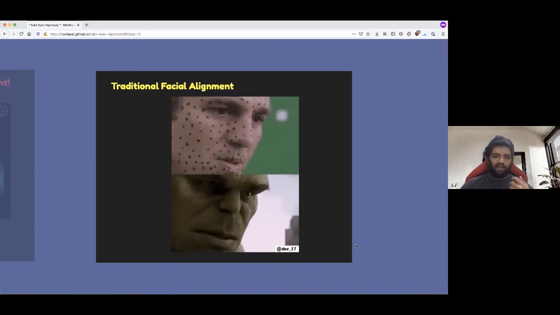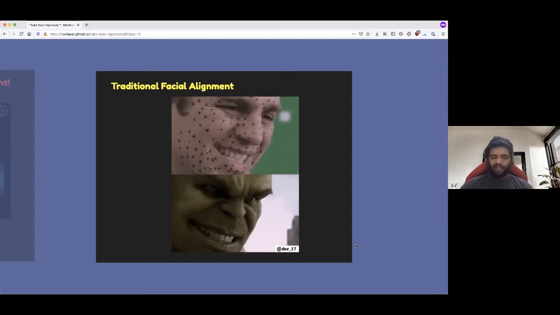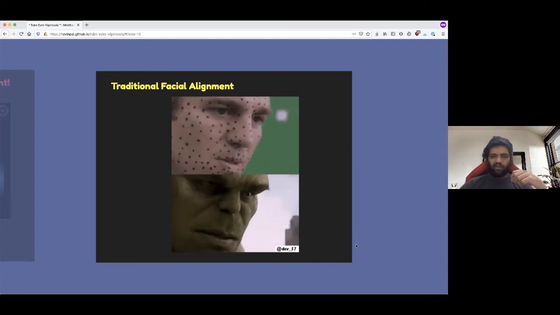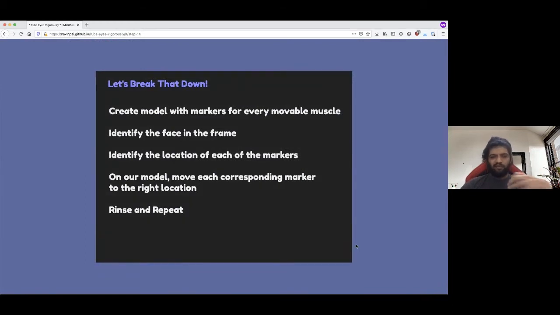Which are created in Maya or Blender or a bunch of other software that they have. And what they do is they have these motion capture rigs, and facial motion capture is usually done using these dots. And then the process is just this, right? You create a model with markers for every movable muscle. Then for a face in the frame, you have to identify the location of each marker, and that's what the dots are for on the face of Mark Ruffalo there. And then in a model for each frame, what you need to do is move the corresponding marker to the right location. So a smile would mean move each marker to make a smile, and then go to the next frame, and again do it.